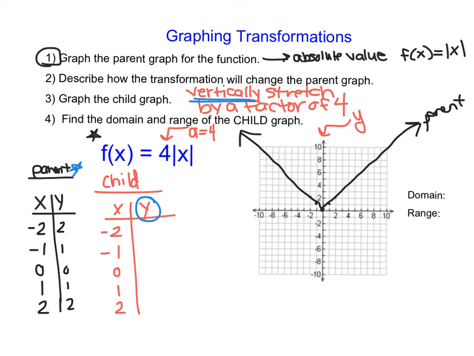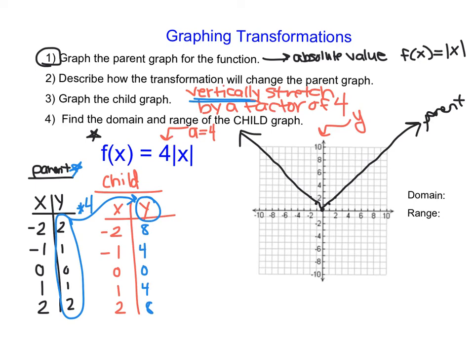From here, we're going to make every single y value 4 times taller because we are vertically stretching it up. So we take 2 times 4, which is 8, 1 times 4, which is 4, 0 times 4, which is still 0, 1 times 4, which is 4, and 2 times 4, which is 8. So we now have our new points that are going to stretch that graph to be 4 times as tall.